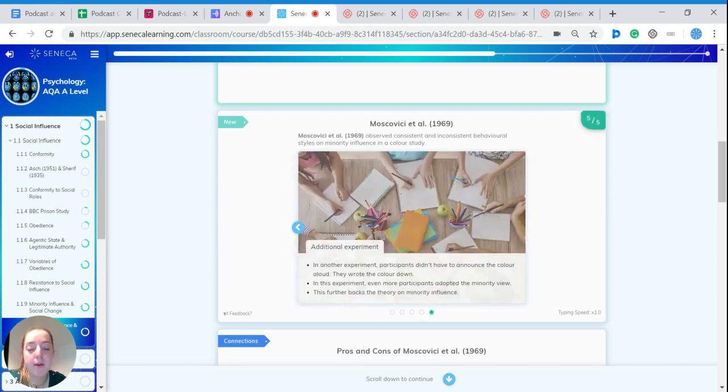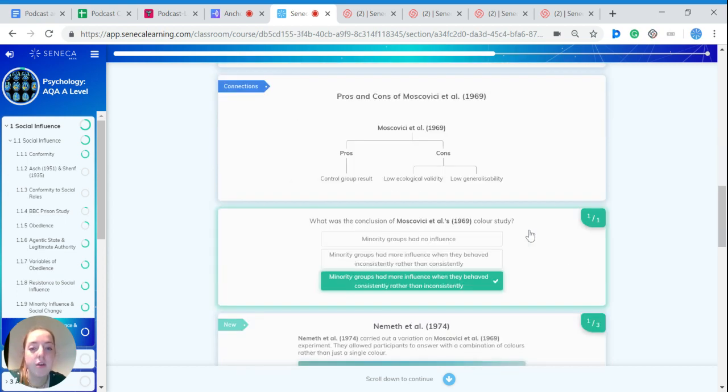In another experiment, participants didn't have to announce the colour aloud, instead they wrote it down. In this experiment, even more participants adopted the minority view, and this further backs the theory on minority influence.